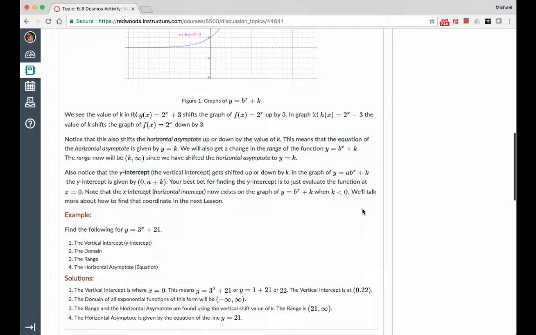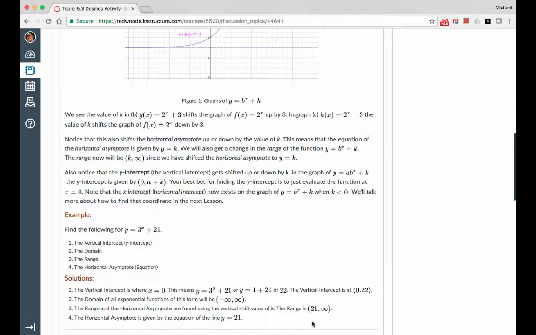Also notice that your y-intercept, or the vertical intercept in the case of our textbook, gets shifted up or down by the value of k. In the graph of y equals a times b to the x plus k, the y-intercept is given by (0, a plus k). But as you'll see in the example we'll do in a minute, your best bet is just to evaluate the function at x equals 0.